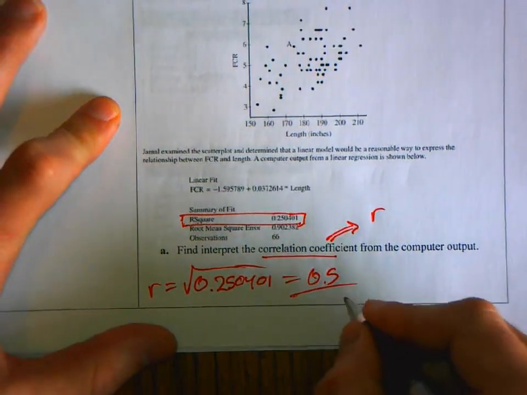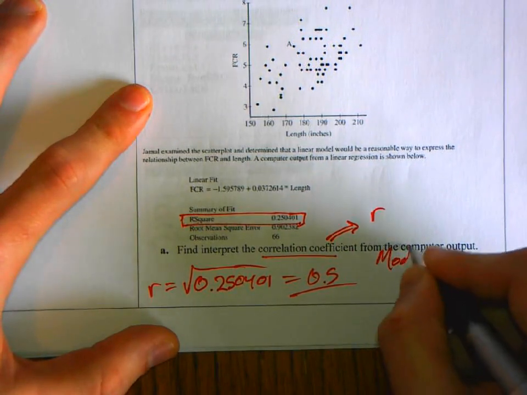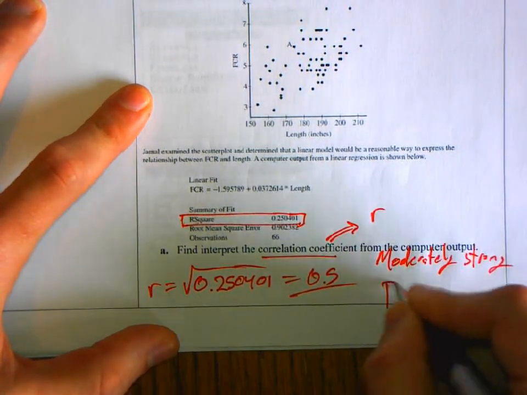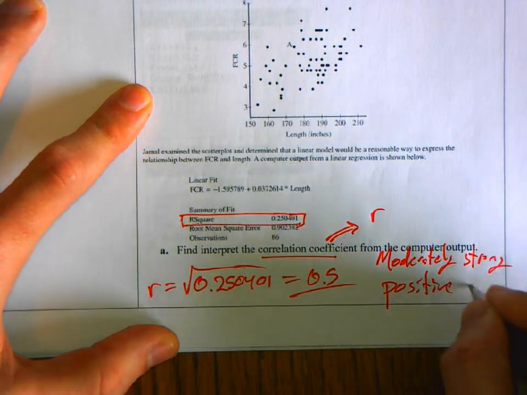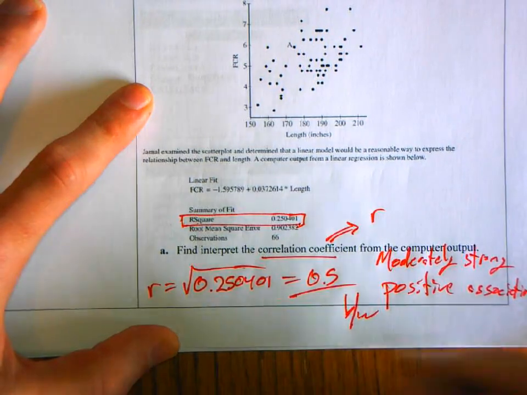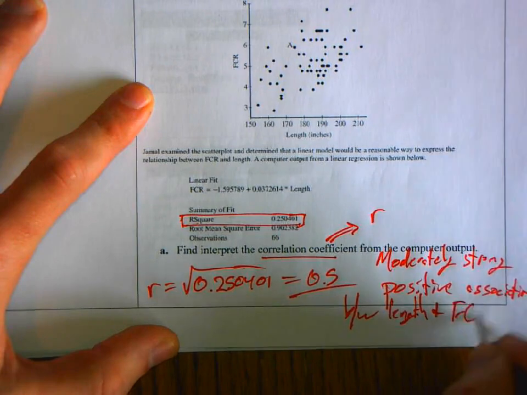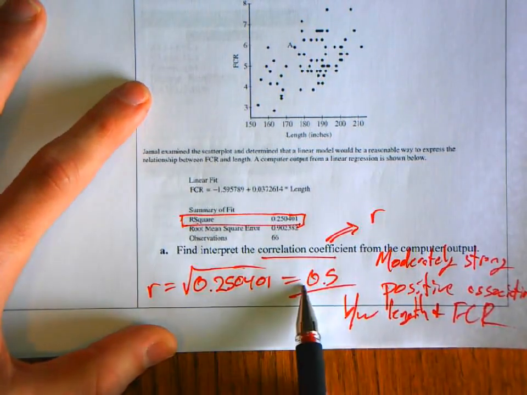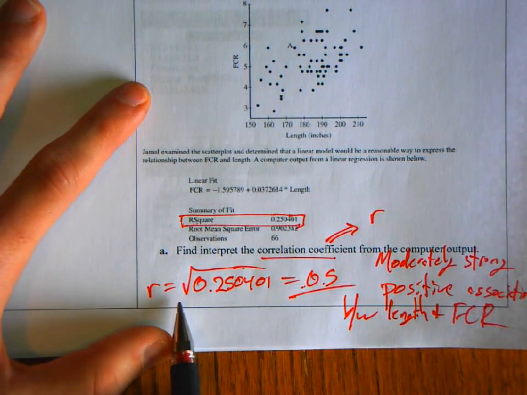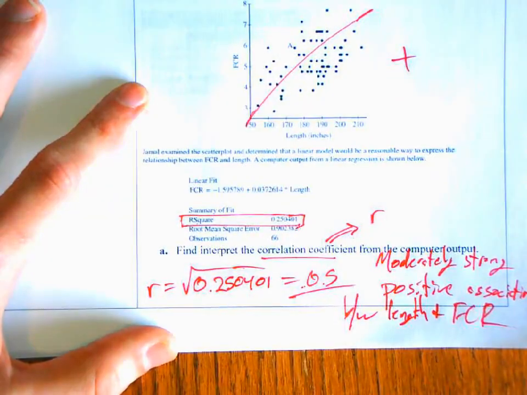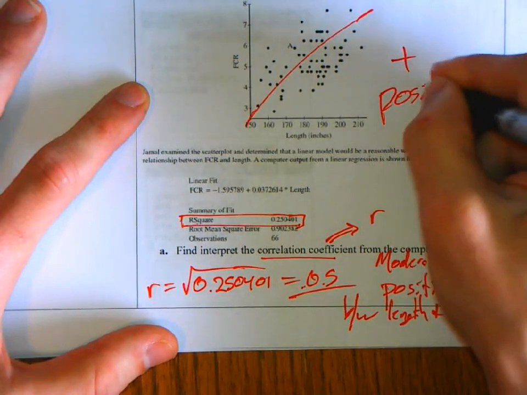What is that? There is a moderately strong positive association between length and FCR. How do I know it was positive? If I take the square root of something, isn't the answer always positive? I know it's positive because this goes up here. Positive.